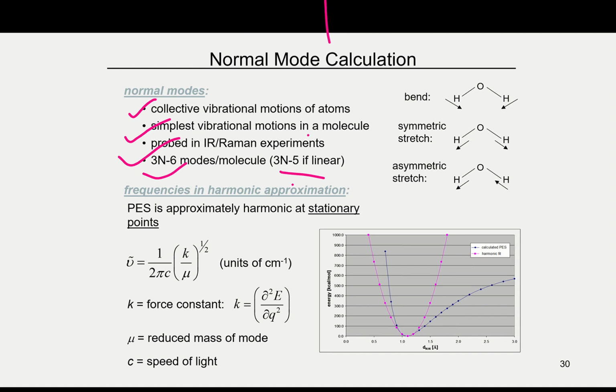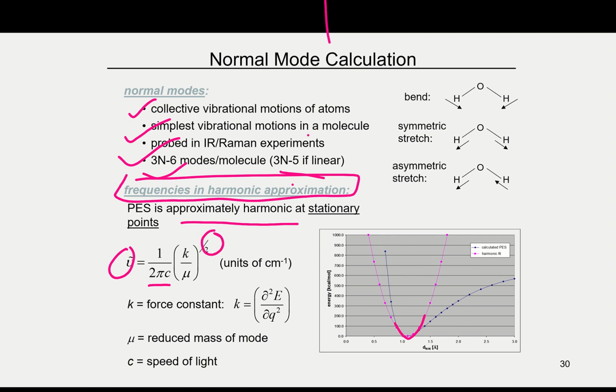The frequencies in harmonic approximation. Let's talk about the frequencies in harmonic approximation. The potential energy surface is approximately harmonic at a stationary point. You can see in here, this is almost harmonic at the stationary point, and for harmonic we write the frequency as 1 divided by 2 pi c times the square root of k by mu.